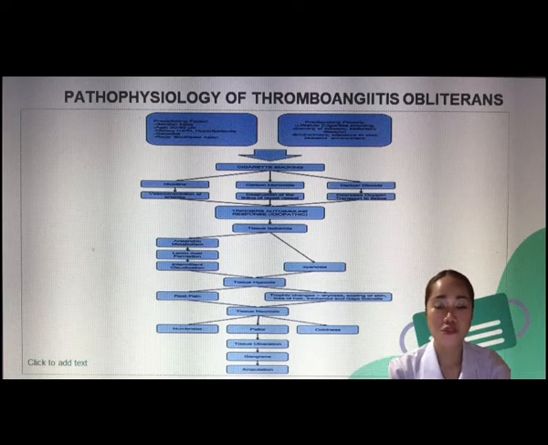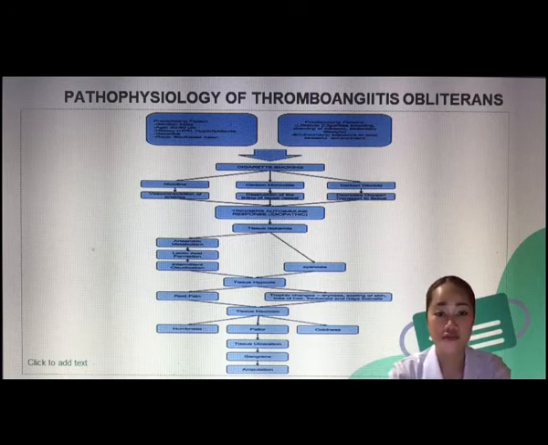A predisposing factor is a factor that puts the patient at risk of developing this disease. The first one is lifestyle, which includes cigarette smoking, chewing of tobacco, and a sedentary lifestyle. The second one is the environment, which includes exposure to cold and stressful environments. The main cause of this disease is cigarette smoking.